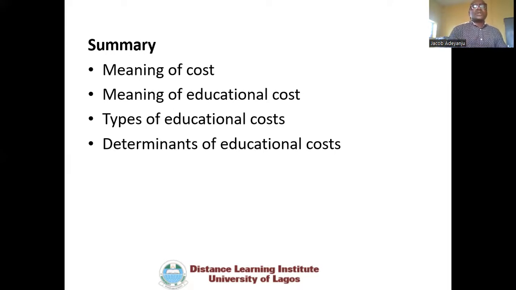You remember I mentioned institutional costs, private costs, and social costs. And we also talked about the various determinants of educational costs. You remember we talked about staff salary, non-staff salary, capital costs, and demand for education. Ladies and gentlemen, we have discussed in detail the meaning and the types of educational costs in this study session. Go back to your study module.